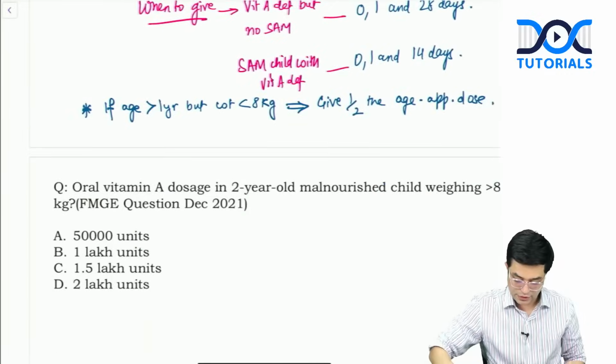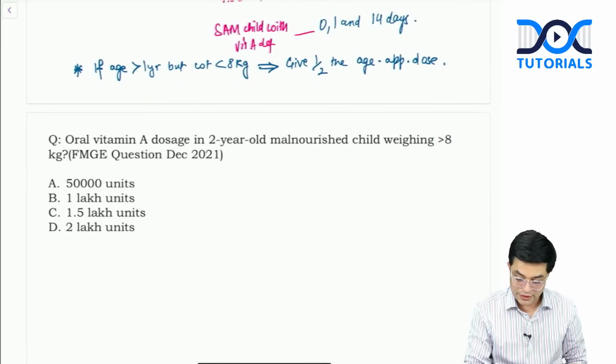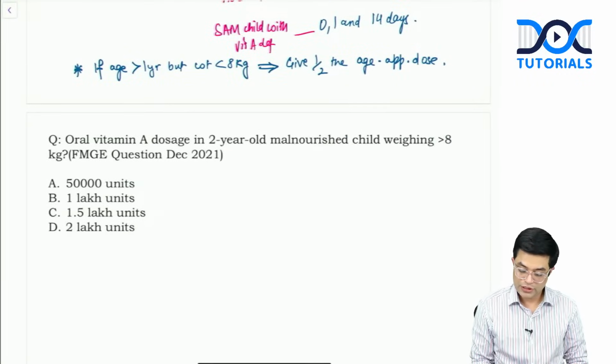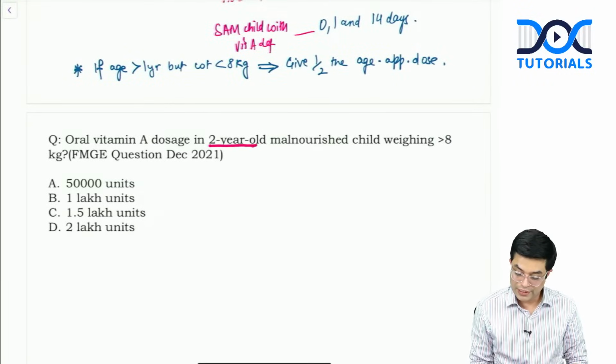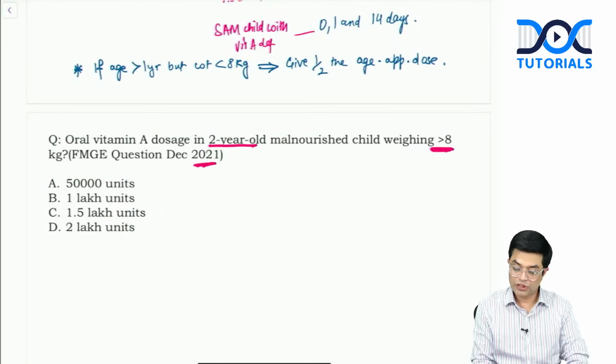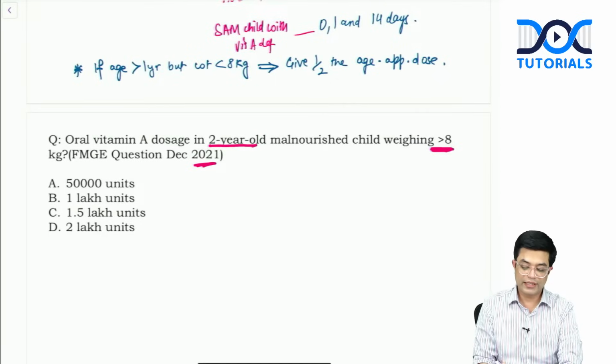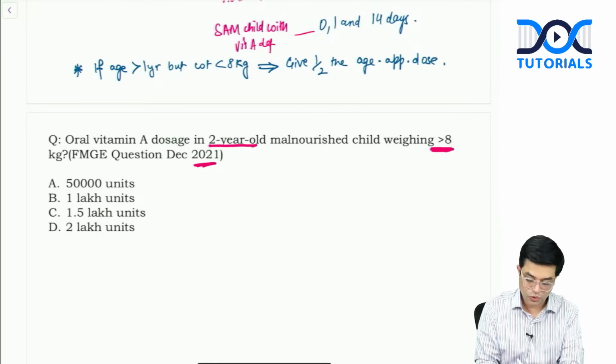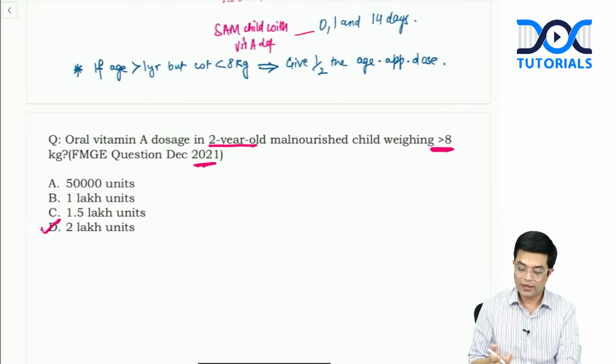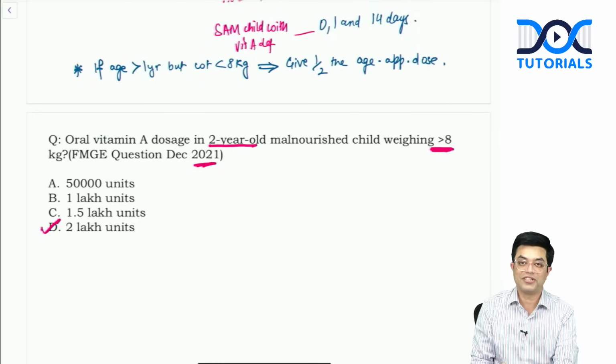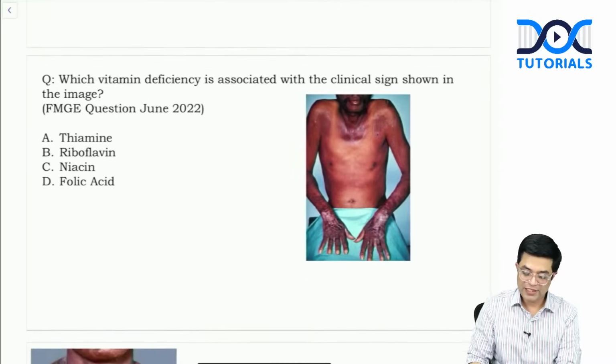Next question. Let's see the questions which have been asked in the past. Oral vitamin A dosage in a 2-year-old malnourished child weighing more than 8 kg. This is the December 21 question. The child is weighing more than 8 kg, not less than 8 kg. So yes, the dose will be 2 lakh international units. If this 2-year-old child had been less than 8 kg, the dose would have been 1 lakh international units.